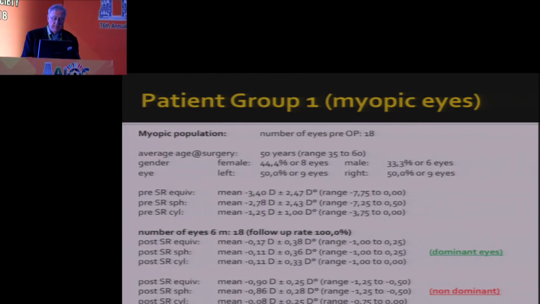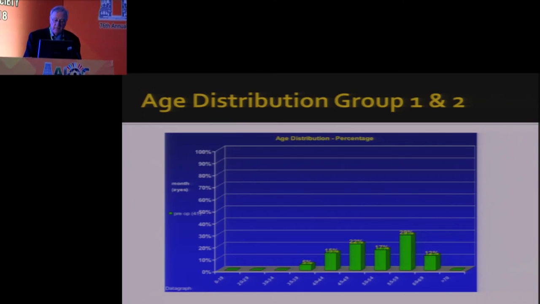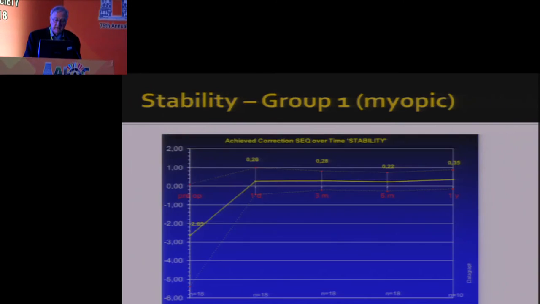You see the myopic group with a pre-op spherical equivalent of -3.40, and 6 months later -0.17 for the dominant and -0.90 for the non-dominant eye. And in the hyperopic group, the pre-op spherical equivalent was +1.68 ±0.2. After half a year, -0.02 for the dominant eye, and for the non-dominant eye -0.94. Here you see the age distribution, mainly between 40 and 60.